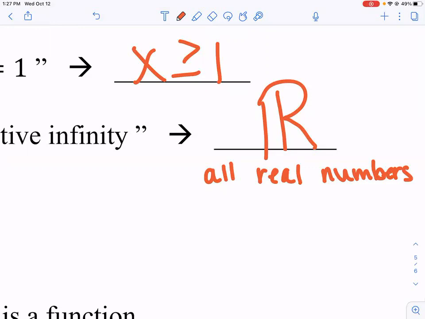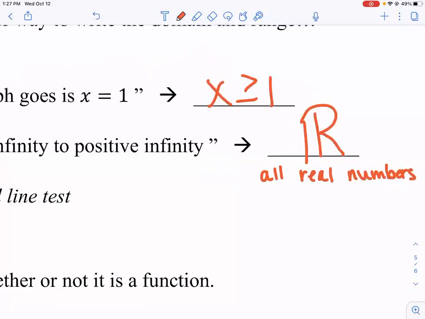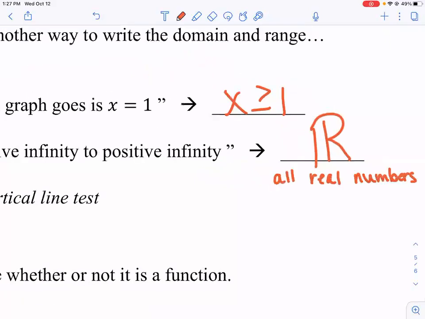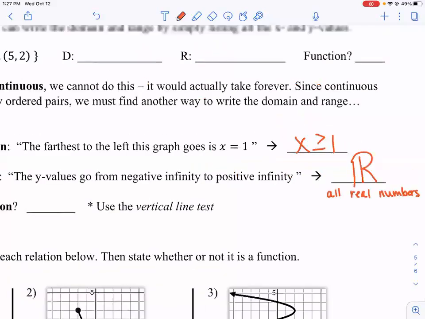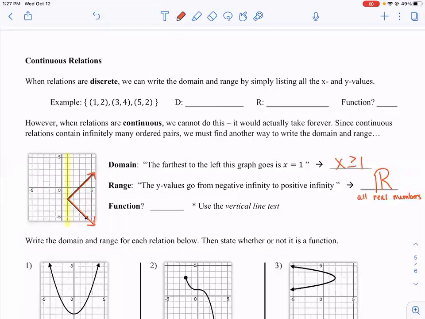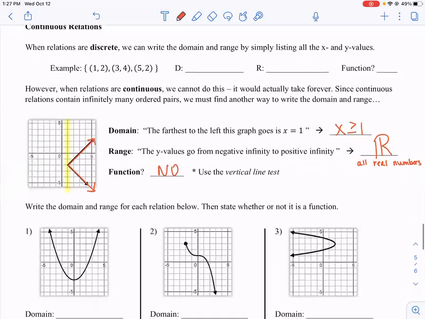Okay. So for the remainder of class, we're going to work on these continuous graphs and looking at domain and range. Oh, but before we do, is this orange guy a function? No, it's going to fail the vertical line test. Oh, how sad. Okay. So let's look at number 1.